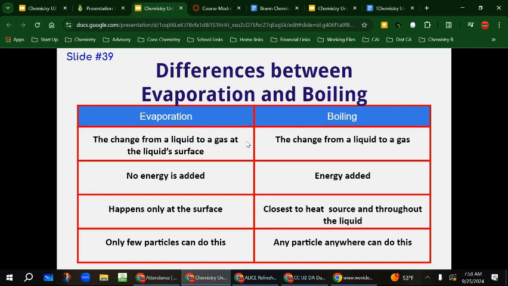Evaporation, only some of the particles can do this. Boiling, all of the particles can. So not every particle that's on the surface evaporates. Only certain ones. We will explain why. Questions? Okay, some people are typing, so I'll give them a second.